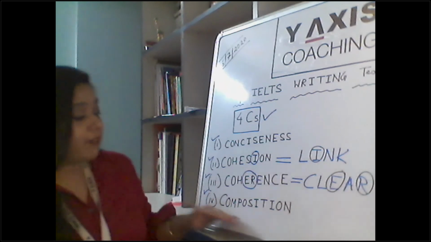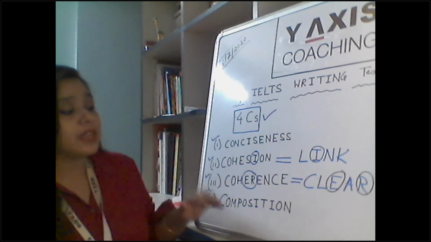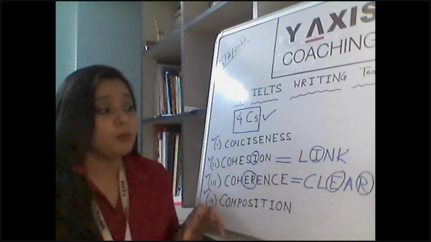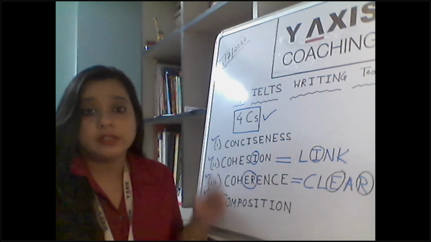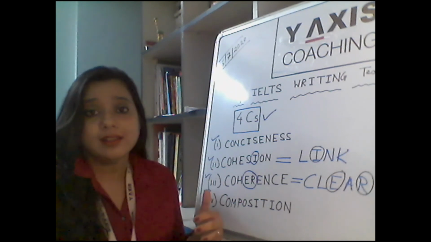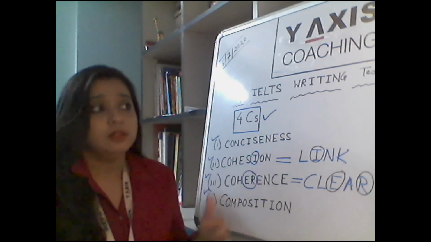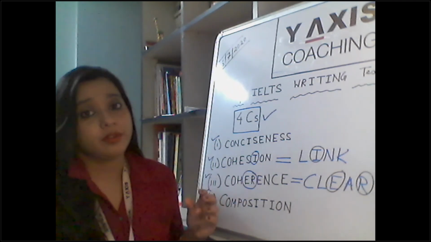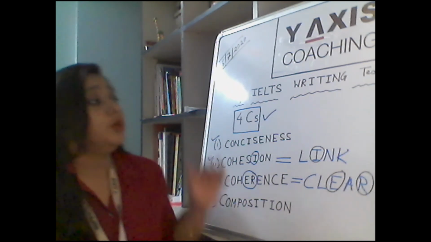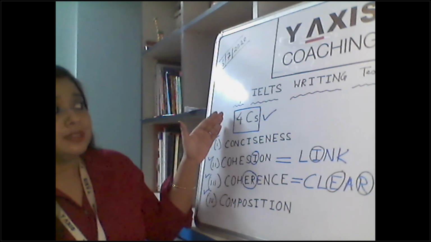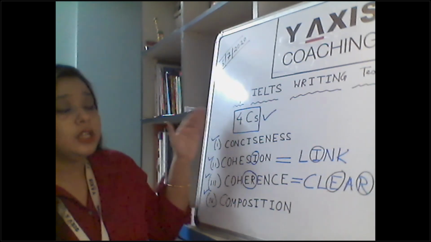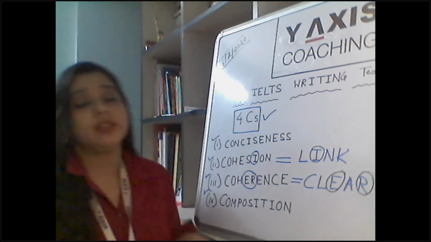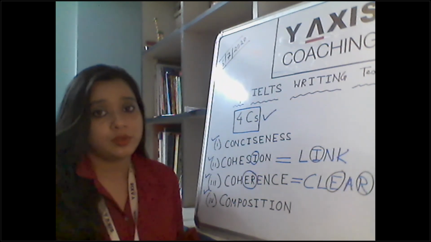And finally, the fourth C stands for composition. And what is it? What does it mean? Composition means organization. It is a must for us to organize our letter, essay, the report into proper paragraphs. So please remember the four C's. We have to definitely do justice to each of these C's, then only we can get a good score when it comes to the writing test.